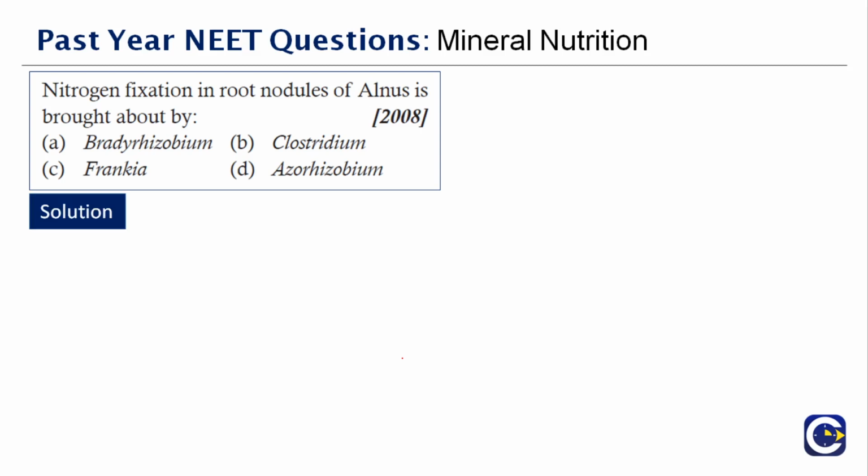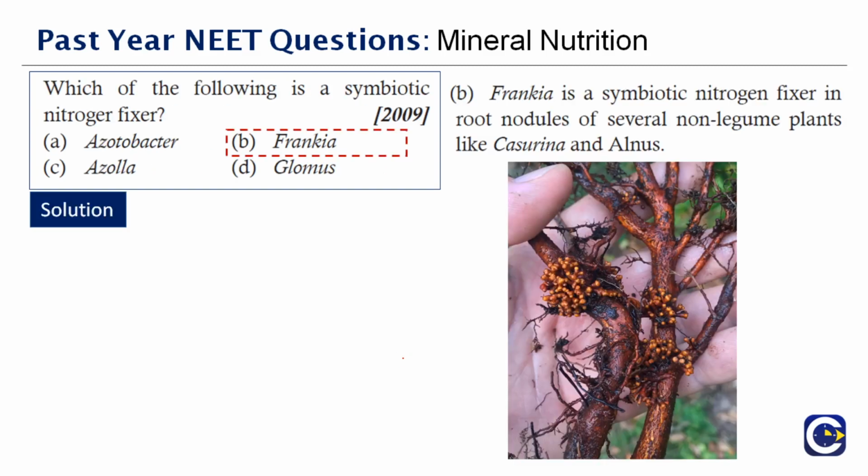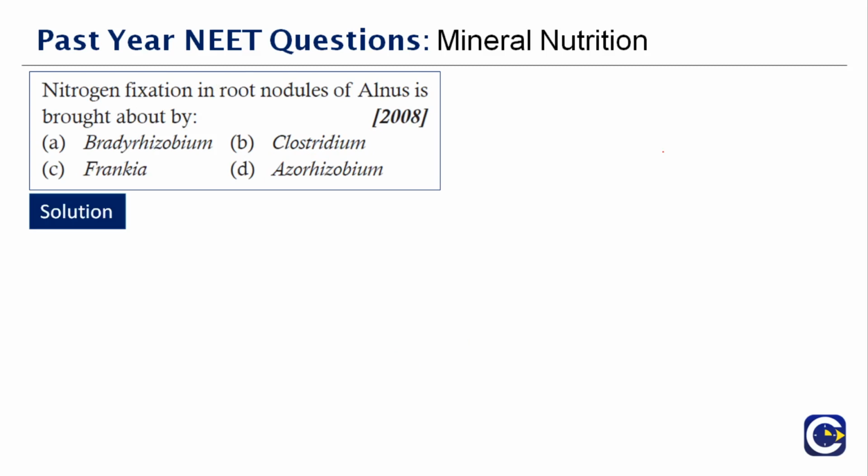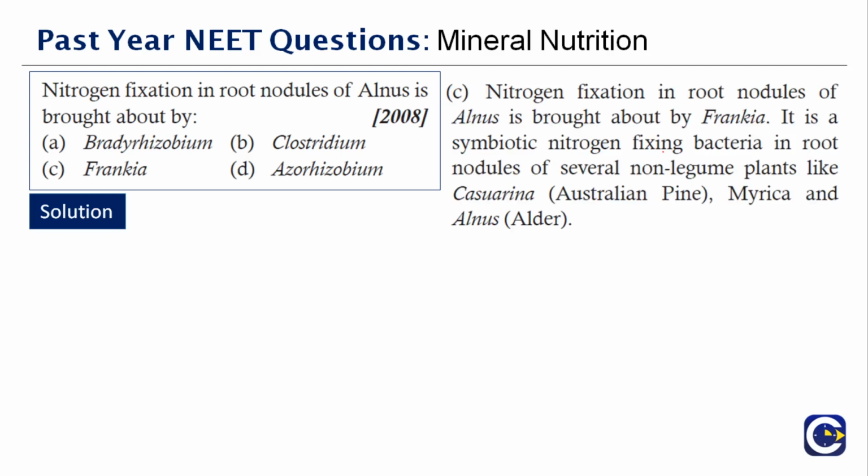We just now saw in the earlier question, right? I think all of you should know the answer now. We just now saw, so I'll show that again. We have two plant species names here, Casuarina and Alnus. So it's the same question here. Can you just match it? Nitrogen fixation in root nodules of Alnus is brought about by option C, Frankia. Okay. Clostridium is actually a pathogenic bacterium. Okay, it will not come for nitrogen fixation. Okay, fine. Next question here.